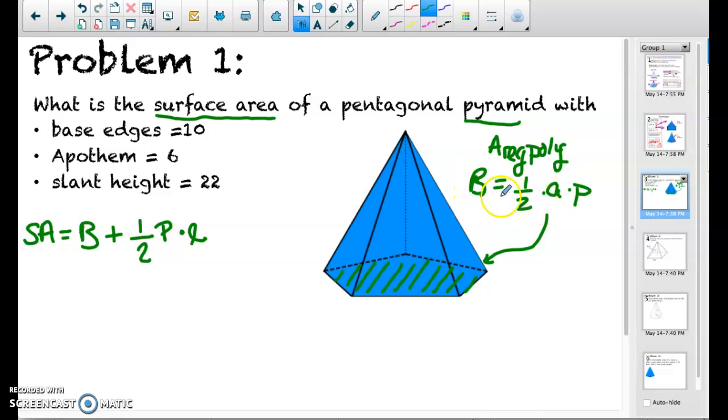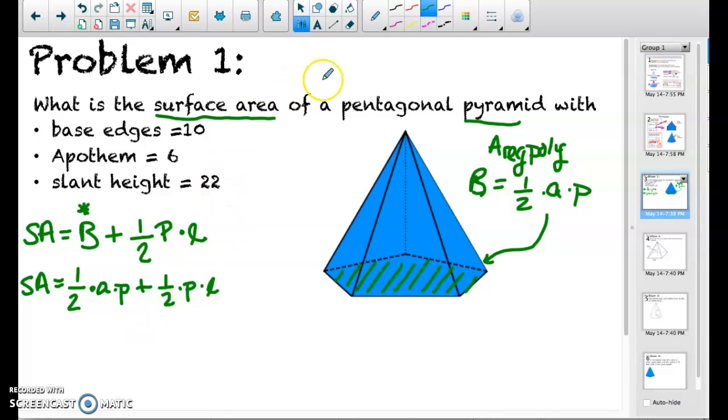So I'm going to fill this formula in. I'm going to replace this B with 1/2 times apothem times perimeter, because that's going to help us find the area of our base. So now I've got my surface area, because I've identified the kind of shape I have on the base here. I'm going to use the formula for that. So since it's a regular polygon, I'm using the formula for the regular polygon, 1/2 times apothem times perimeter. And I'm going to add to that my 1/2 times perimeter of the base times my slant height.